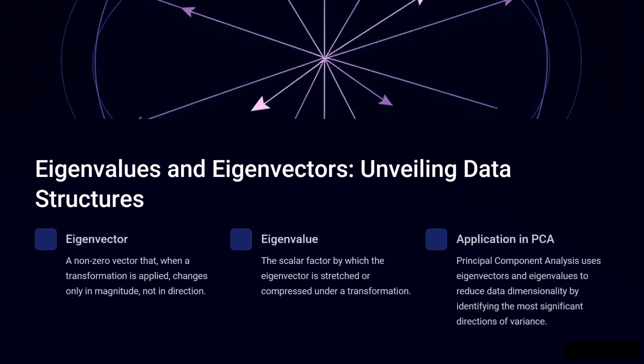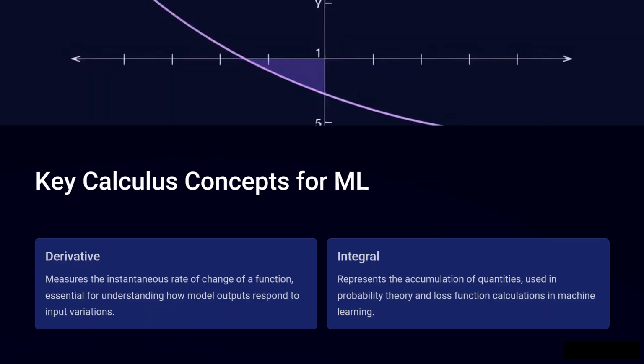Eigenvector: a non-zero vector that, when a transformation is applied, changes only in magnitude, not in direction. Eigenvalue: the scalar factor by which the eigenvector is stretched or compressed under a transformation. Application in PCA. Principal component analysis uses eigenvectors and eigenvalues to reduce data dimensionality by identifying the most significant directions of variance.